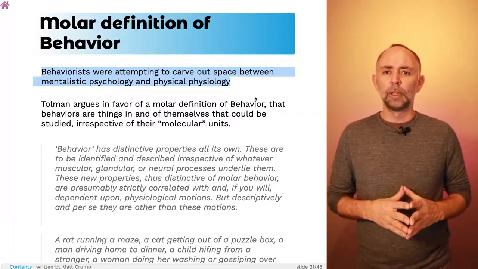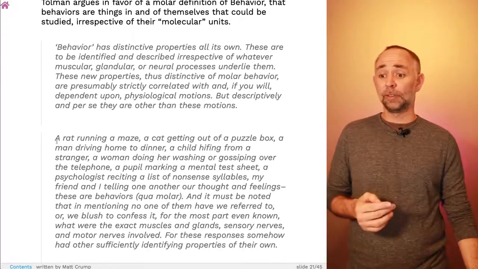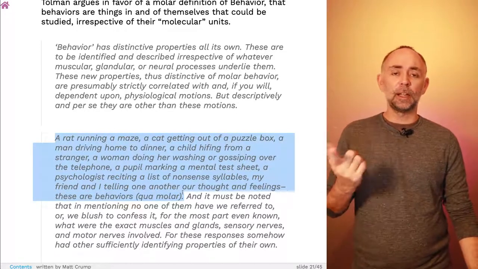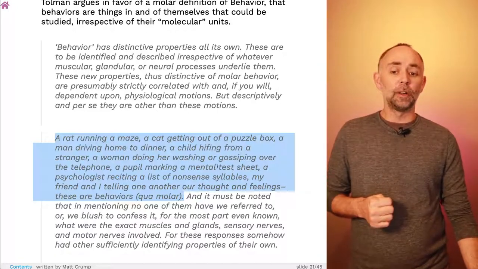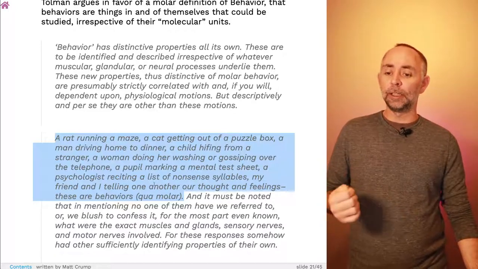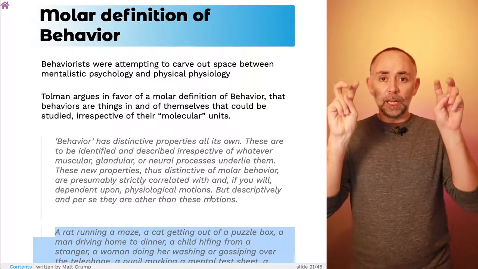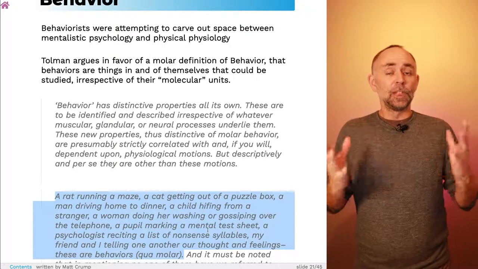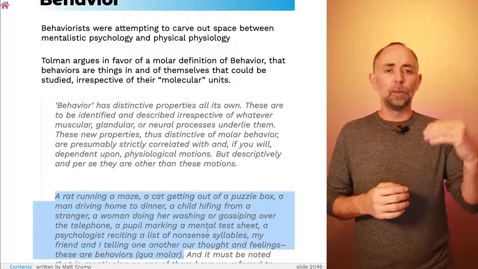Now, when I'm talking about human and animal behavior, what am I talking about? It could be really anything. So here's a list of behaviors that Tolman puts together. A rat running a maze, a cat getting out of a puzzle box, someone driving home to dinner, a pupil marking a mental test sheet, a psychologist reciting a list of nonsense syllables, my friend and I telling one another our thoughts and feelings. So for him, all of these things are behaviors. All of those things are fairly complicated also.